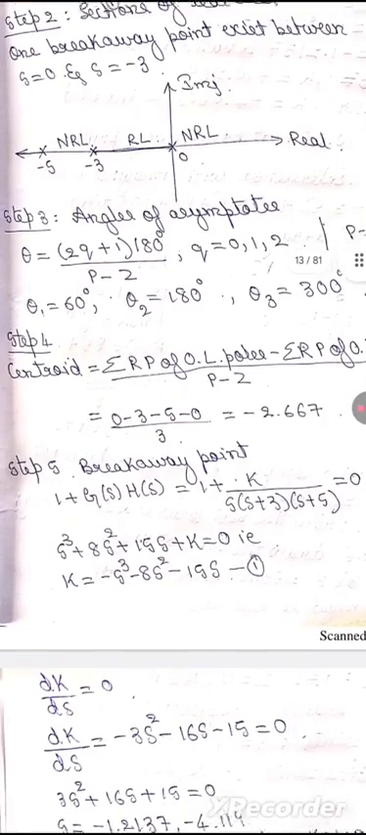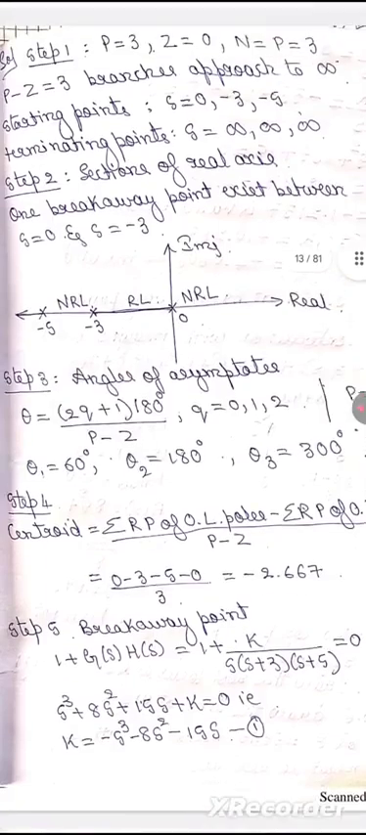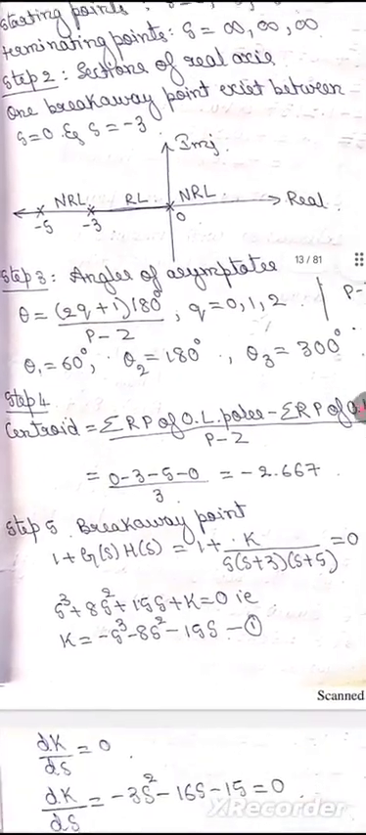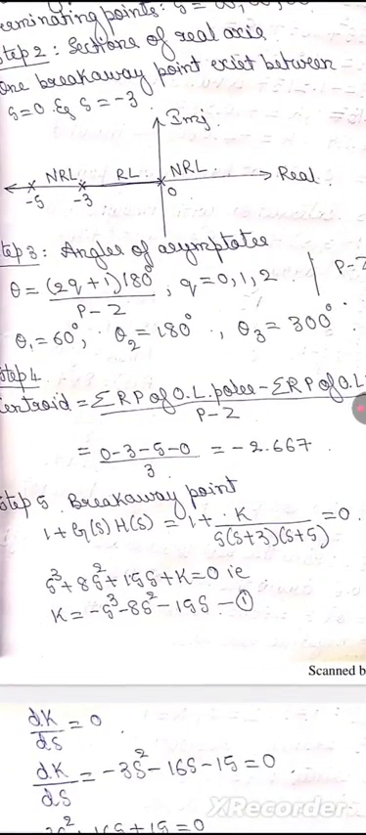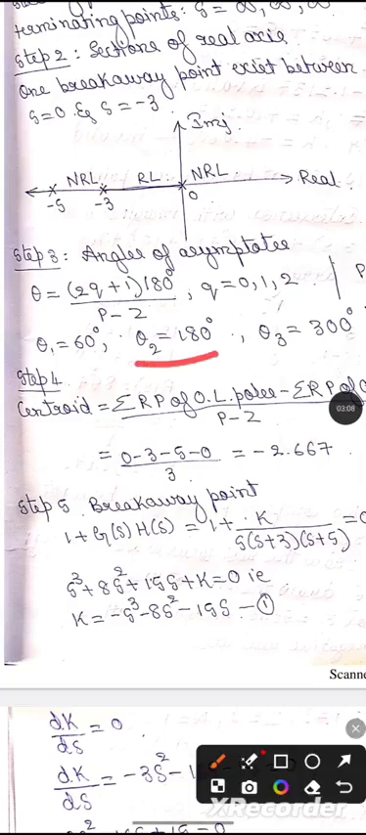So next is angle of asymptotes. In the last videos also we have discussed regarding this. Number of branches is here 3. So we need to find out theta 1, theta 2, theta 3. First we substitute q as 0, next we substitute q as 1 and next we substitute q as 2. So theta 1 we get 60, theta 2 is 180, theta 3 is 300.